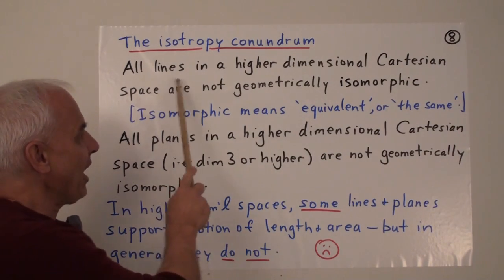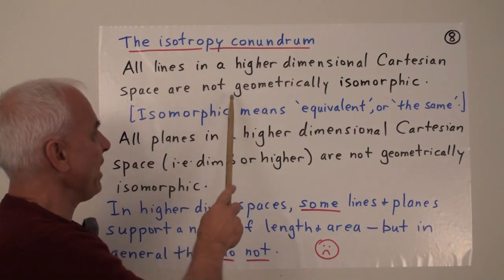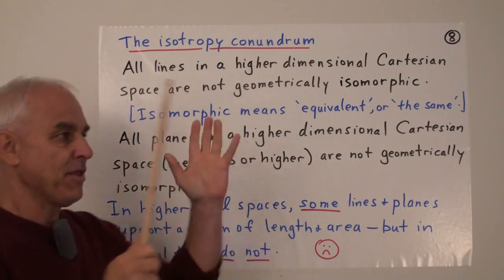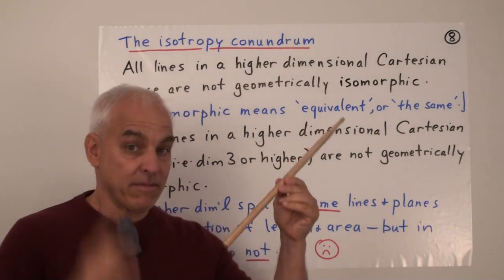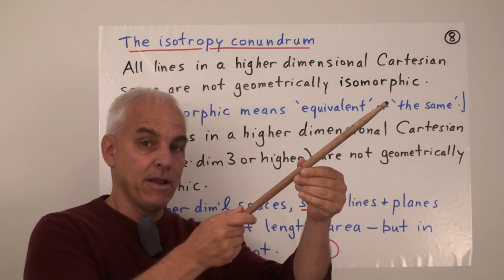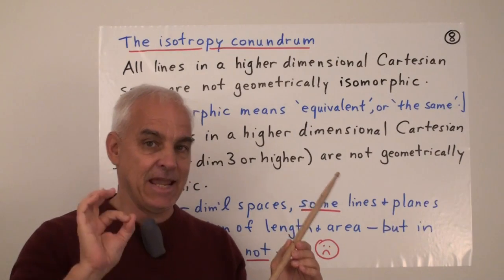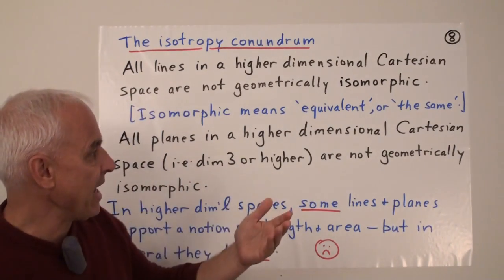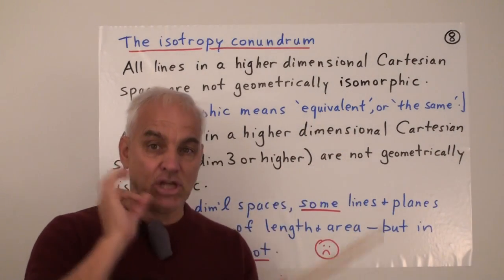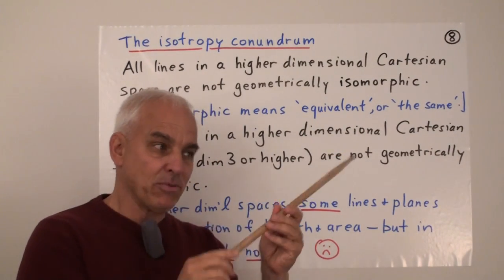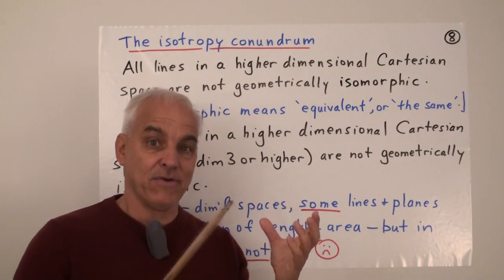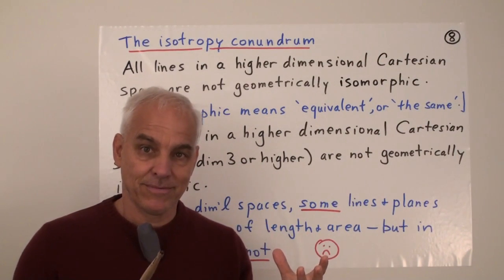Okay, which is that all lines in a higher dimensional Cartesian space are not geometrically isomorphic. If we're working in three-dimensional space, mathematically, then this line and this line are not necessarily the same. Isomorphic means the same or equivalent. They are not necessarily the same geometrically. When we make measurements in this line or in this line, we can expect to get different kinds of numbers.